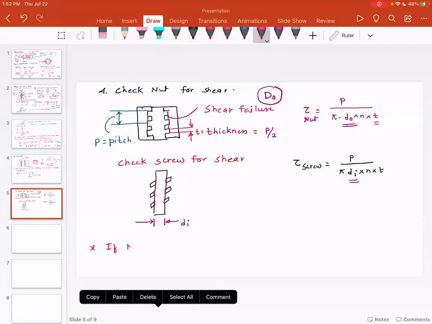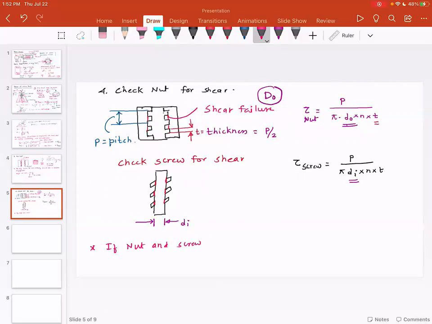So I would add this note. If nut and screw are made up of the same material, just check the screw. And why is that? Because DI is lower, the value of DI is smaller than the value of DO. Any questions so far?